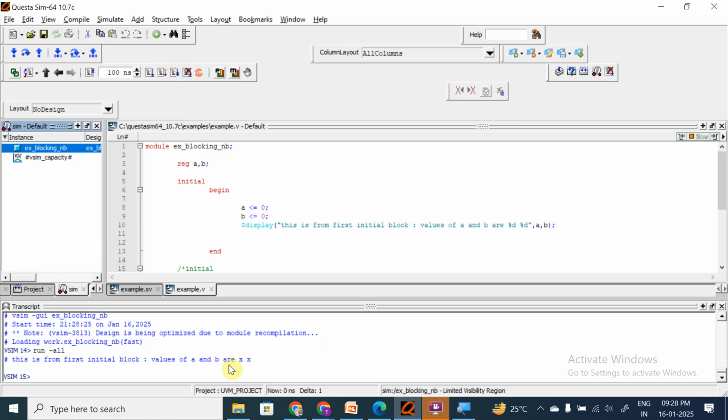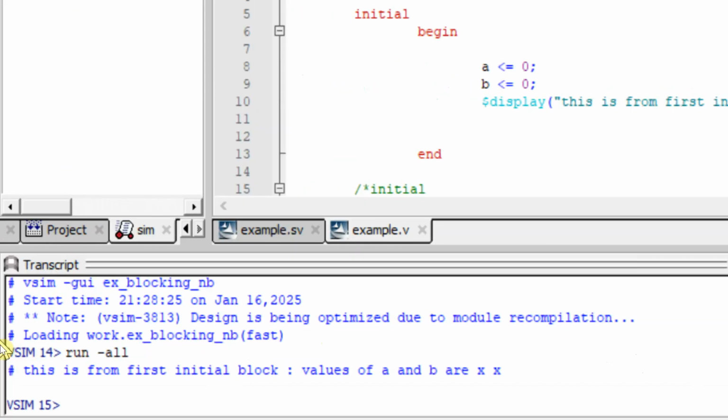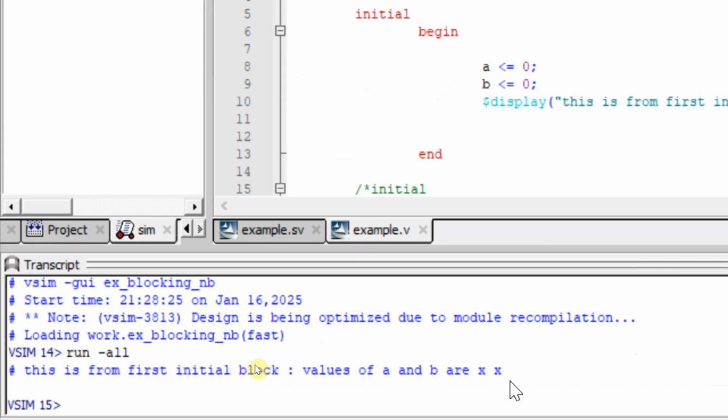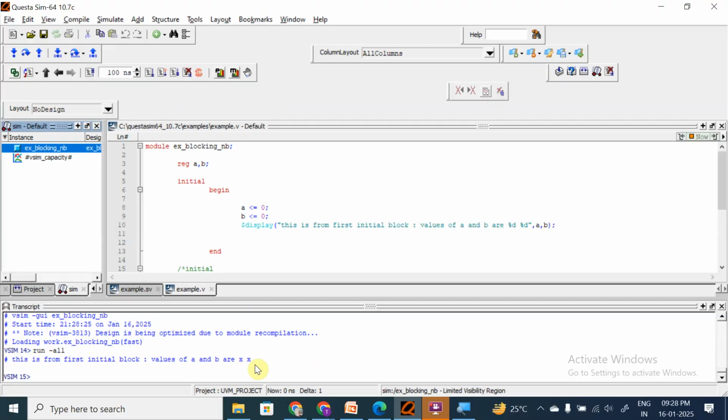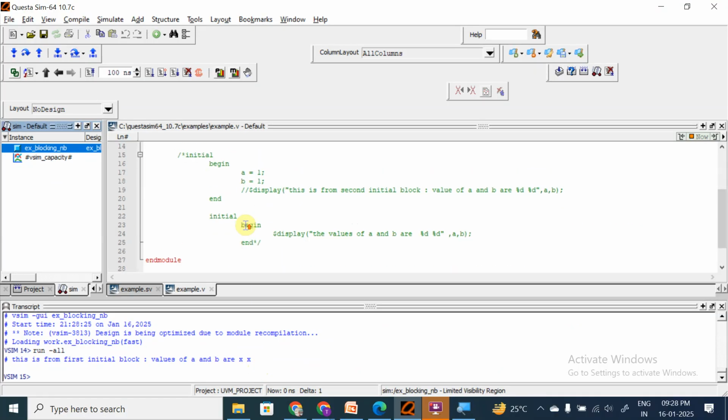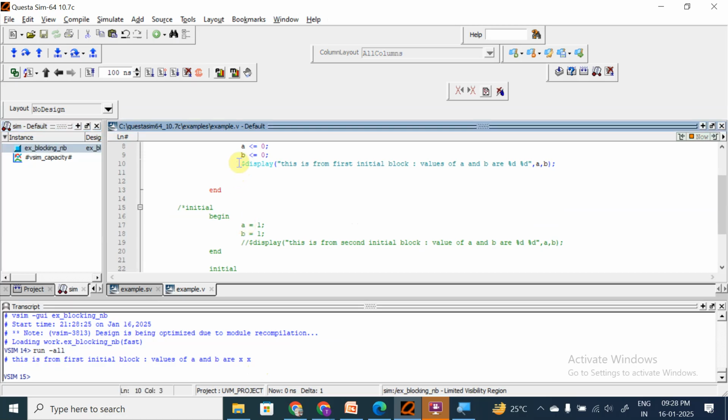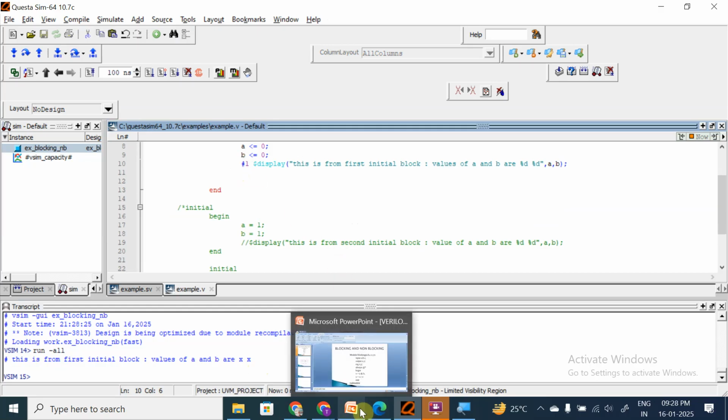What you're getting? This is from the first initial block, where the values of A and B are X and X. Okay. Next. If you insert #1 here, can you explain why? Yeah, one minute.